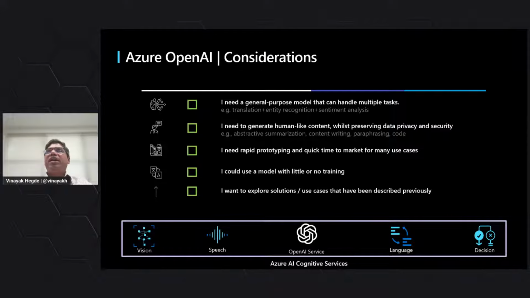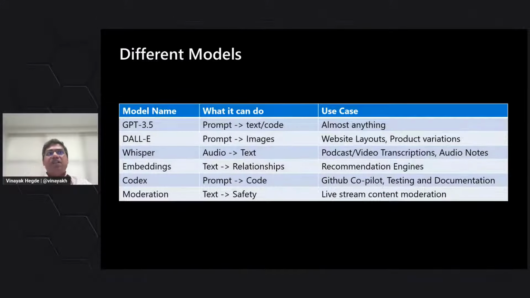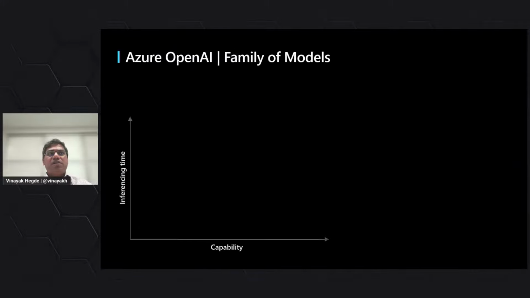So when we talk about OpenAI, right, most people are very familiar with ChatGPT, but there are actually different models, and each of them does slightly different things. There's GPT-3.5, which is ChatGPT. It takes the prompt, which is text and code, and it can be used for almost anything. DALL-E, as we saw, can be used for website layouts, product variations. Then Whisper, which can convert audio to text, so you can do podcast or video transcriptions. You have Codex, which can generate code, and then your moderation model, which can do live stream content moderation.